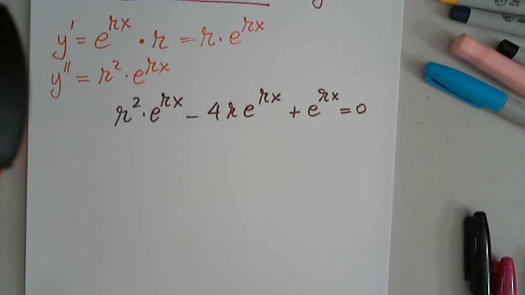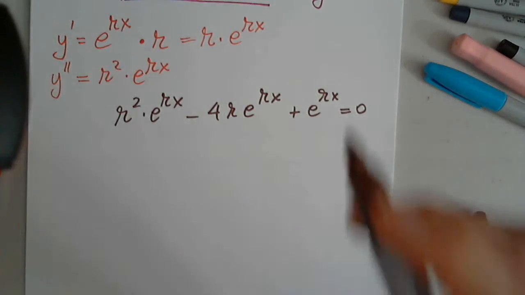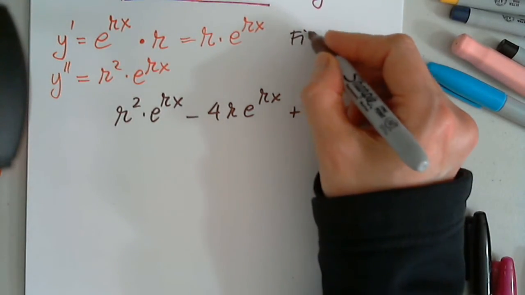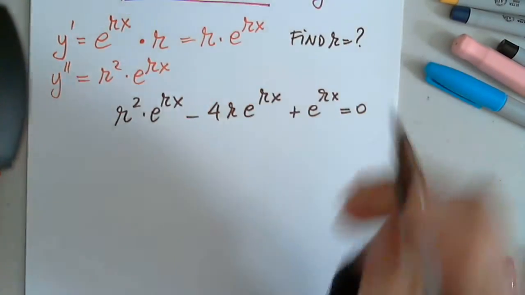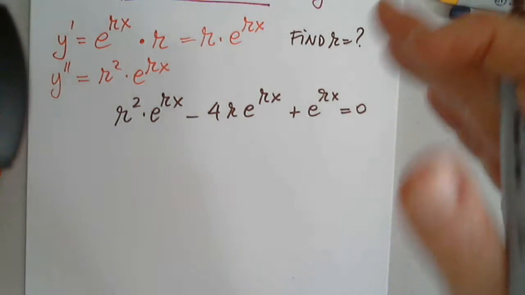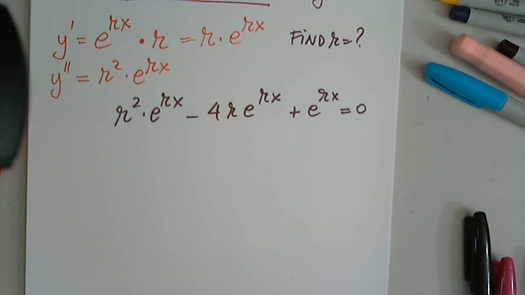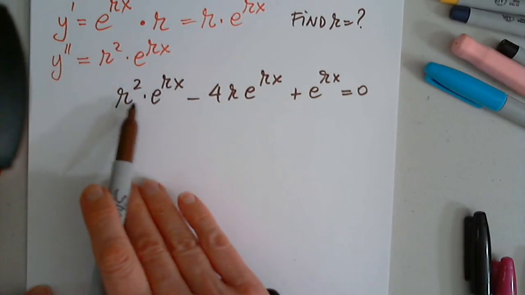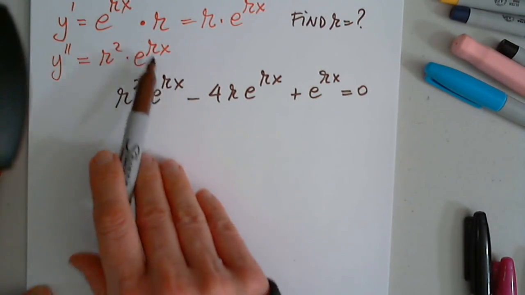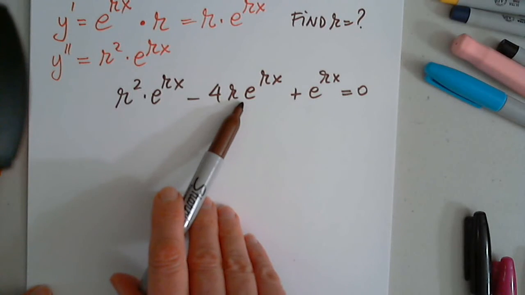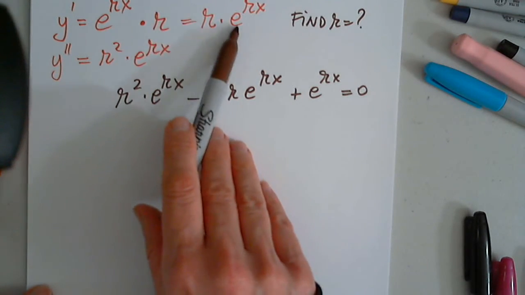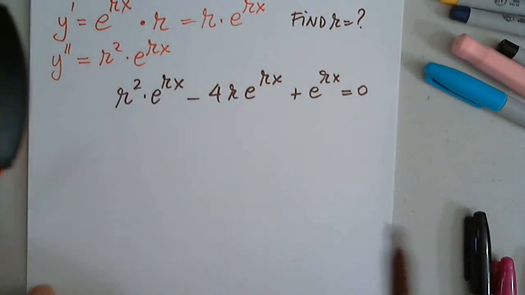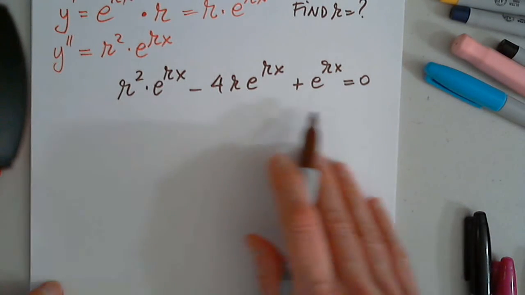Okay. It says for what, oh, I'm sorry, my apologies. So it says for what value find r. Find r so that this function satisfies the equation. Okay, perfect. So everything is fine. It is r squared e to the rx minus 4 times r times e to rx plus e to rx. Perfect. Well, how do we solve such an equation?